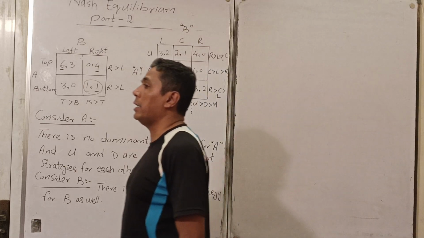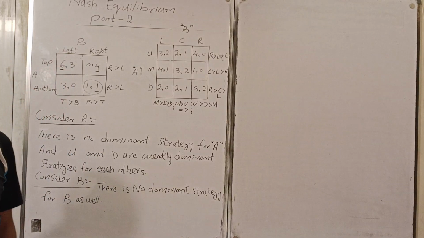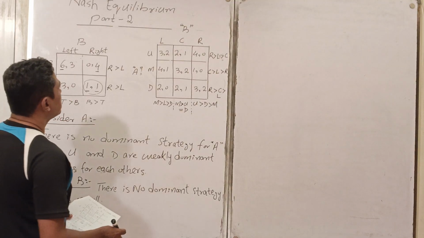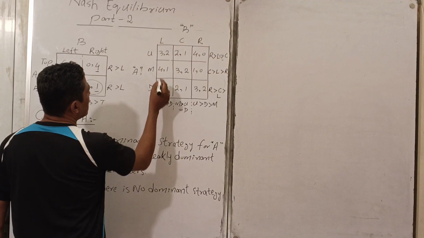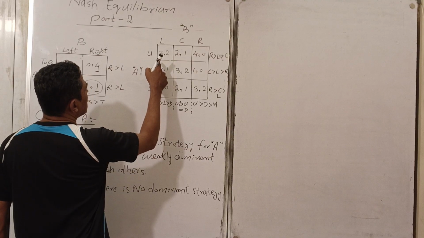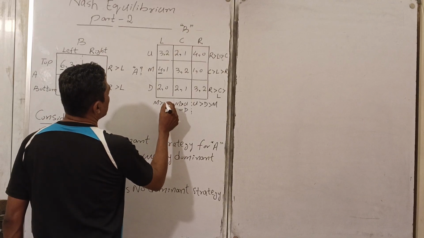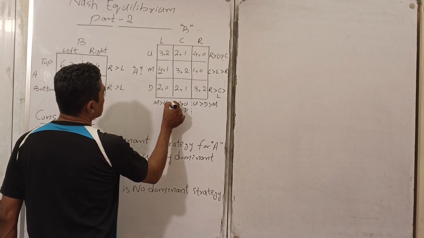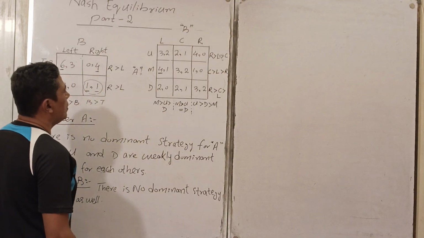So now you have to decide how you will select from the payoff matrix. Here we can compare. M is better than U, and M is better than D.